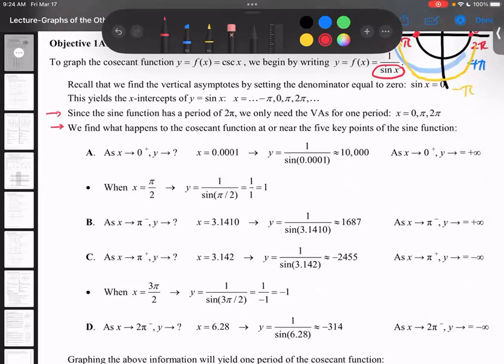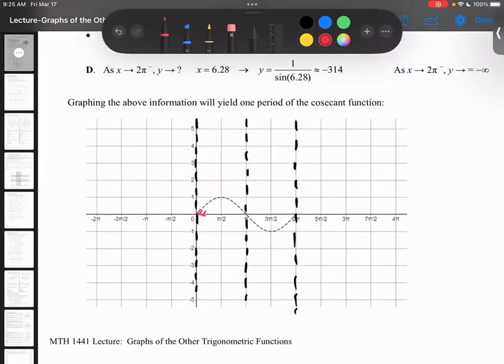Say, take the value x equals 0.001, you plug it in there. 1 over sine of 0.0001 gives you 10,000. My point is, the smaller the value for x, the larger the cosecant values, right? So in conclusion, as x approaches 0 from the right, y approaches positive infinity. It's not my official graph. I'm just making a note, so I can graph later.